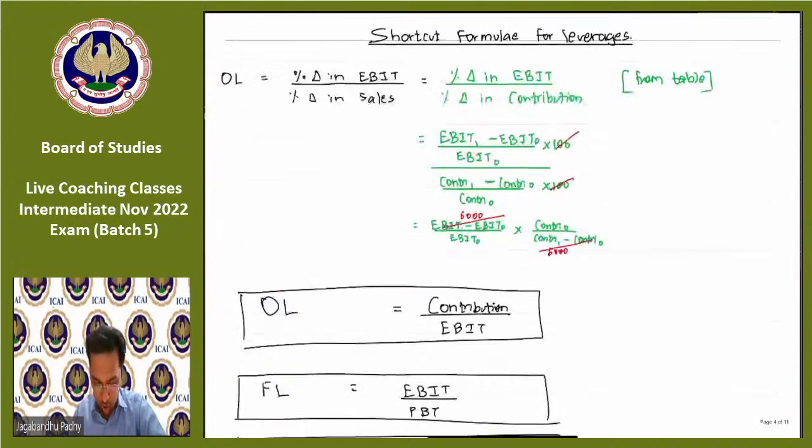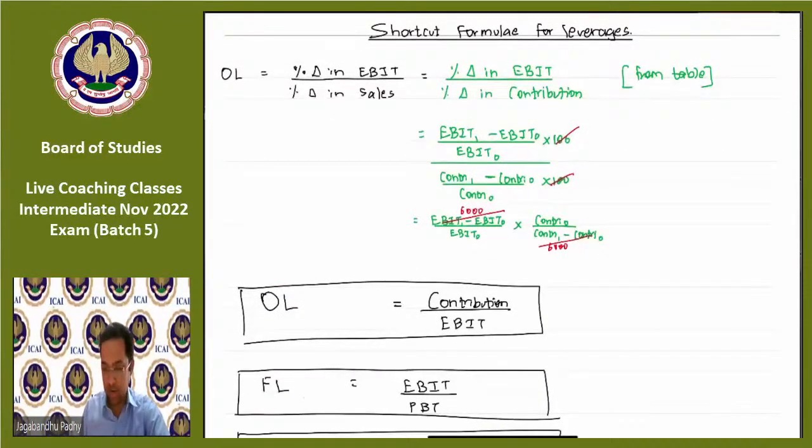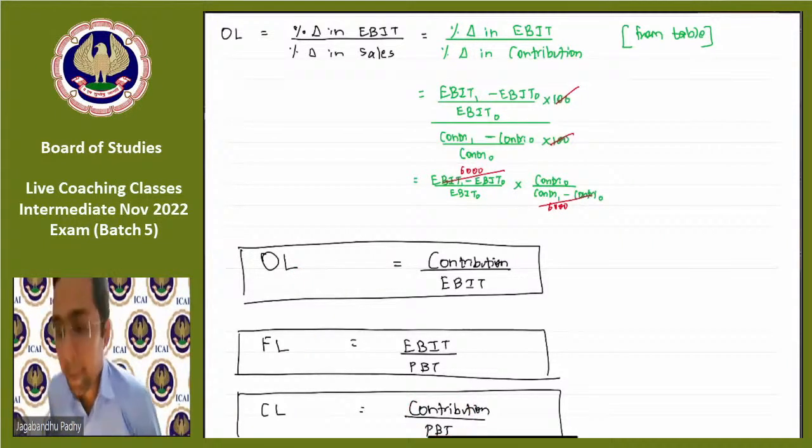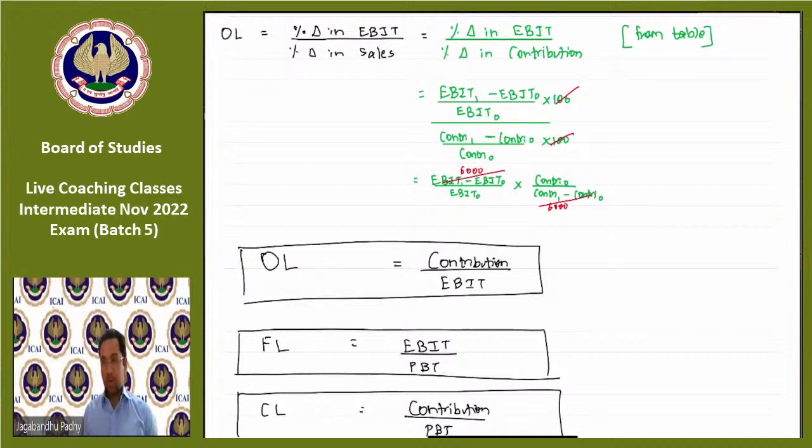Similarly, the shortcut for financial leverage, you can derive it in this same way: EBIT upon profit before tax, and the shortcut for combined leverage is contribution upon profit before tax. So operating leverage into financial leverage is the combined leverage. Okay, I hope this shortcut formula you're able to digest it easily. I haven't given it in front of you as it is. I have just derived it for you.